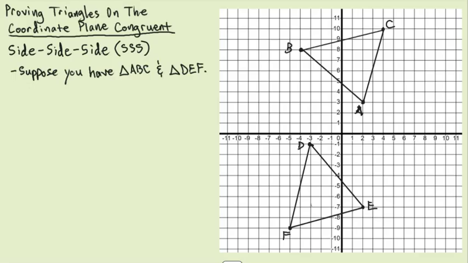So here's the procedure for determining whether these two triangles are congruent, okay? We're going to use the distance formula to calculate the three sides of triangle ABC.